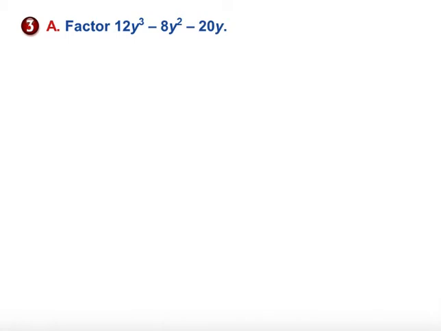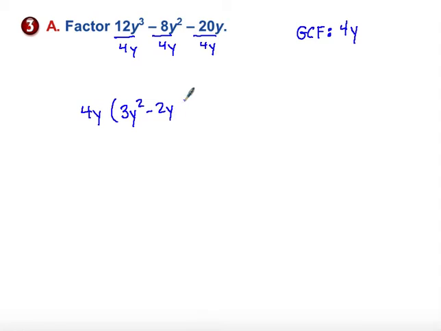All right, looking at our third example, I've got 3 terms, so I'm going to look for a GCF first. So my GCF, I have a 12, an 8, and a 20. It looks like I can put a 4 into all of those. And then I'm going to look at my y cubed, y squared, and y. So 4y looks like that's going to be my GCF. So I'm going to divide each piece by 4y. That's going to come to the outside, and that'll leave me with 3y squared. That will leave me with minus 2y, and that's going to leave me with minus 5.